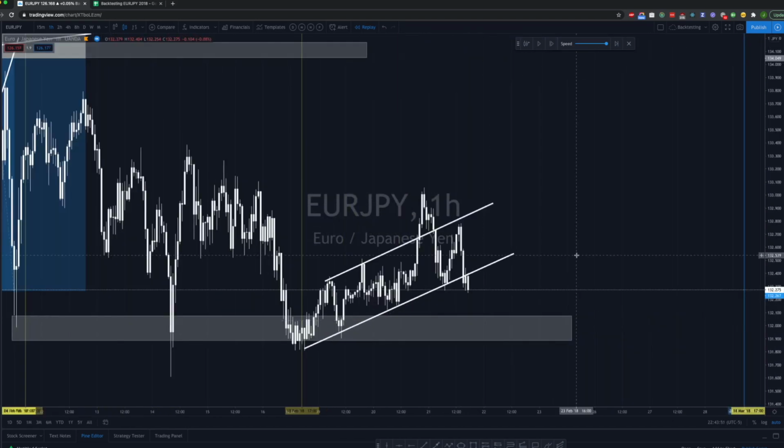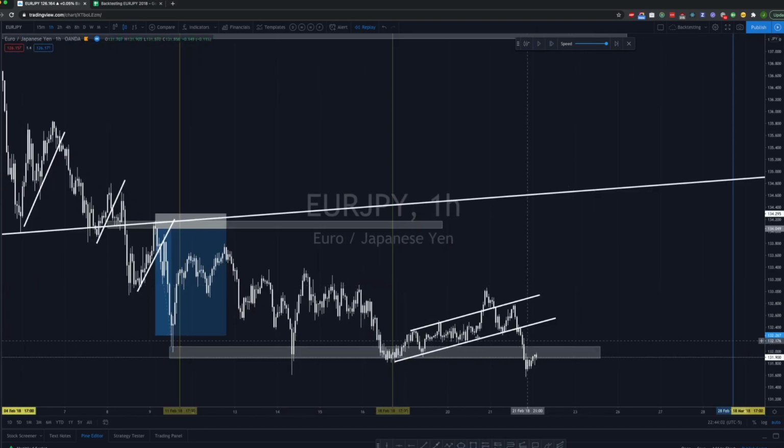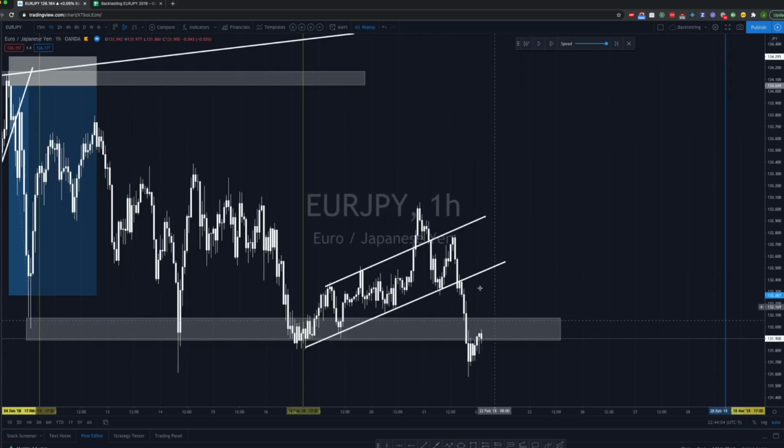All right, so again, you could see strong selling pressure, slow recovery, strong selling pressure. All right, so you just see what happens. There you go. We had strong selling pressure, slow recovery, strong selling pressure.